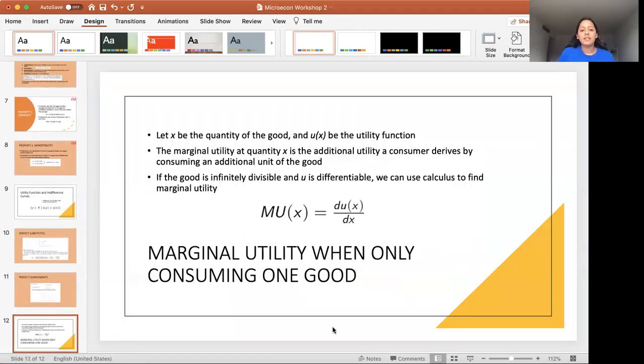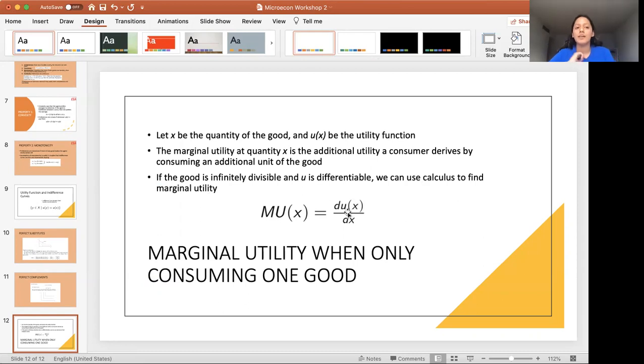And this is something you should keep in mind: marginal utility when only consuming one good. For example, X is the quantity of the good and U(X) is the utility function. The marginal utility at quantity X is the additional utility a consumer derives by consuming an additional unit of the good. If the good is infinitely divisible and U is differentiable, we can use calculus to find the marginal utility, which is basically differentiating with respect to X.